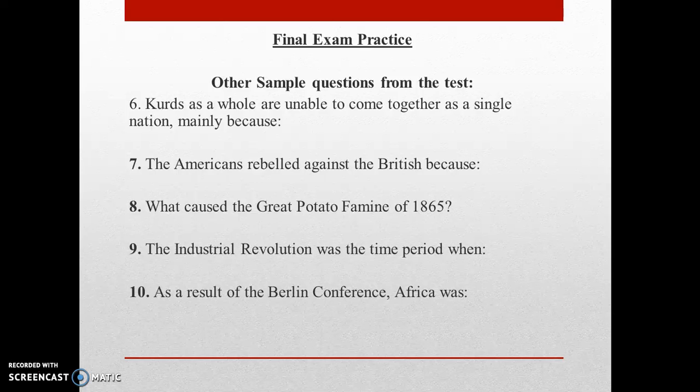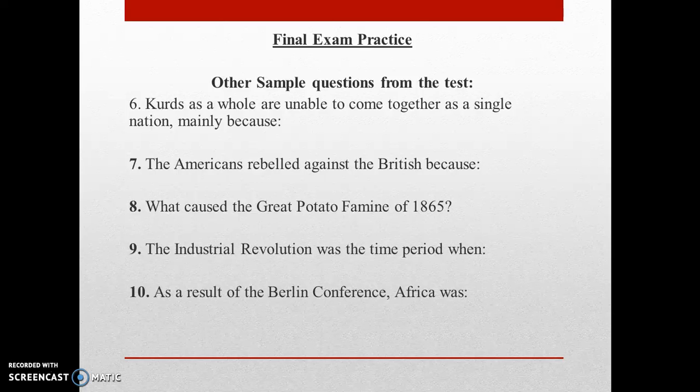Some other sample questions from the test. Feel free to look up the answers for these. The Kurds as a whole are unable to come together as a single nation, mainly because... So why are the Kurds as a whole unable to come together as a single nation? The Americans rebelled against the British because... So why did the Americans rebel against the British?